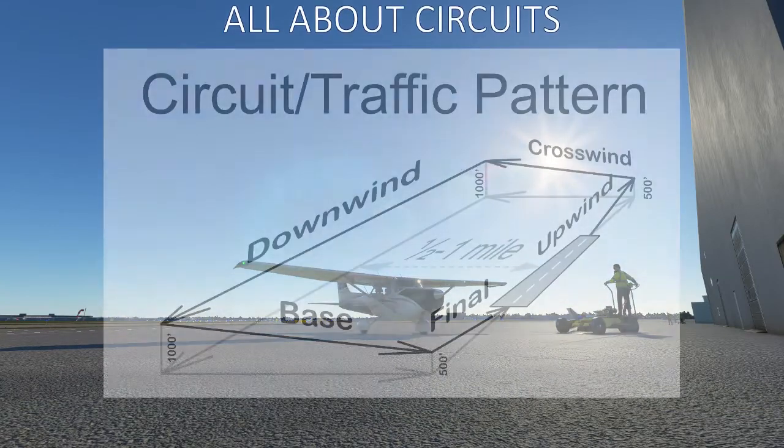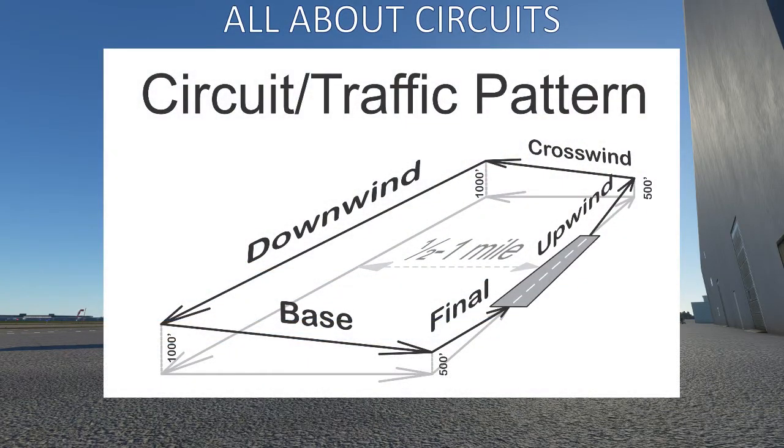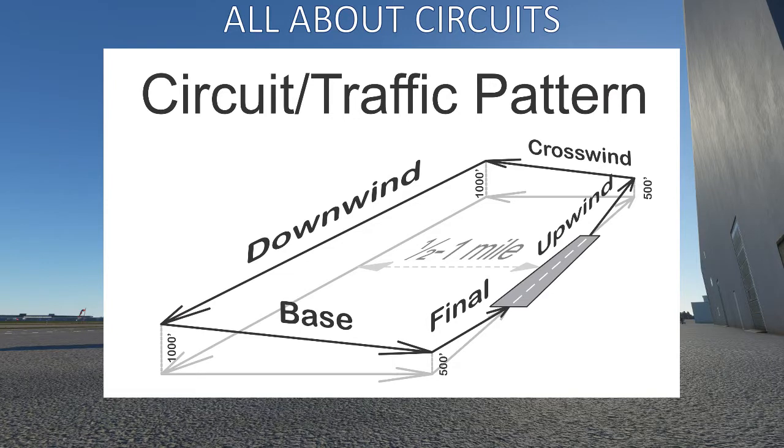The circuit, or the traffic pattern as it's known in the United States, is a rectangular pattern that's flown around any active runway at any airport in the world. It's flown the same way in all sorts of different countries, so pilots everywhere should be very familiar with this pattern. The circuit is made up of 5 legs.